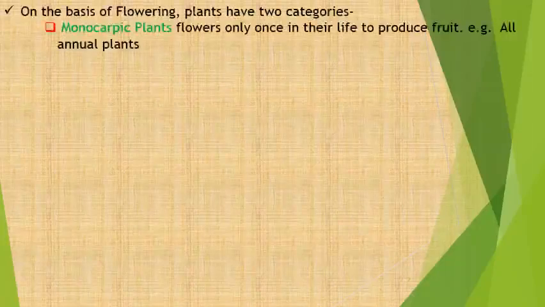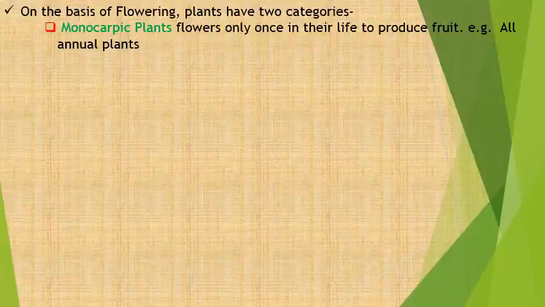Now we are going to talk about two types or two categories of plants on the basis of their flowering nature. Meaning how the plants flower, on the basis of that we can classify them into two categories. The first category is the monocarpic plants. These are the group of plants which flower only once in their life to produce fruits.